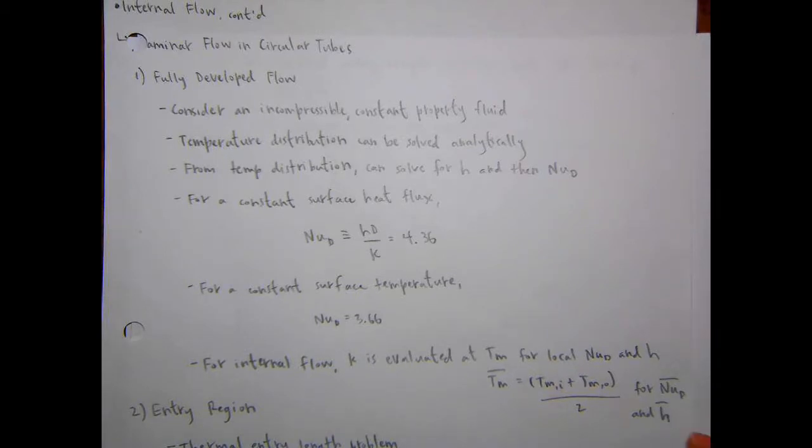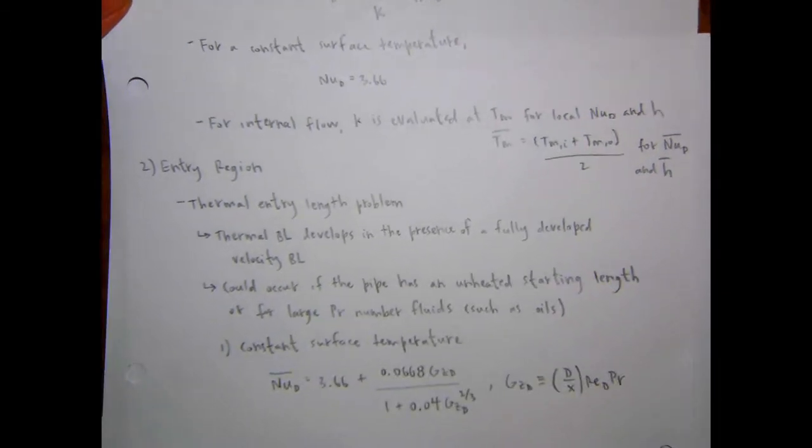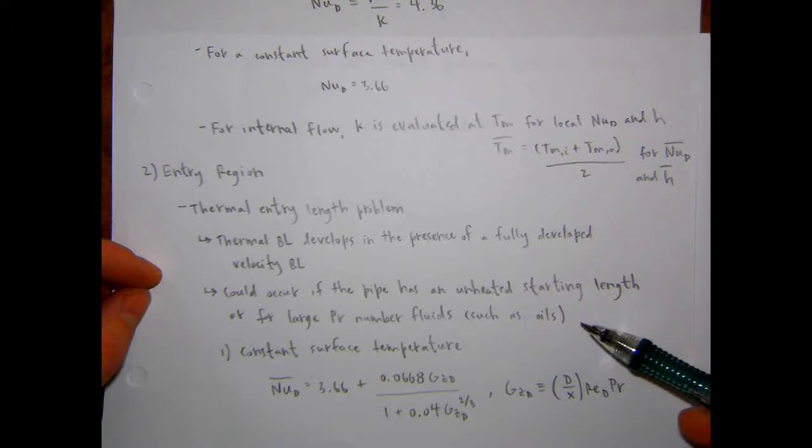And then we started talking about the entry region, and there are two different kinds of problems associated with that. You can have a thermally developing boundary layer that occurs in the presence of a fully developed velocity boundary layer. That occurs if you have an unheated starting length, so there's no heat transfer, and you just have the velocity boundary layer developing initially. It becomes pretty well fully developed, and then the thermal boundary layer starts developing in the presence of a fully developed velocity boundary layer. Or it can occur for oils, where the velocity boundary layer develops much more quickly than the thermal boundary layer.